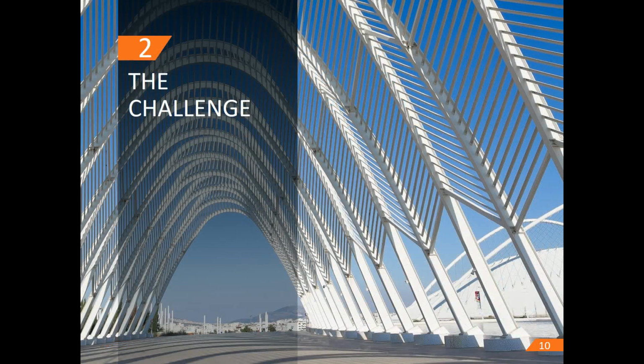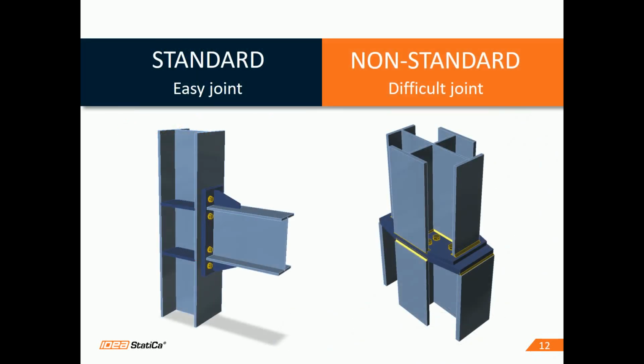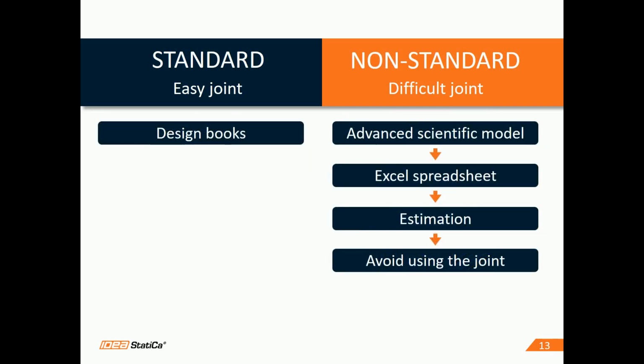Today's construction process is getting faster and faster, and everybody wants to be on the safe side. This means to comply with the code, US code, Eurocode, and others. In our steel projects, there are standard, easy joints and non-standard, difficult joints. We can easily deal with the standard ones. There are design guides and predefined examples. For non-standard ones, we need to put together an advanced scientific model in programs like ANSYS or NASTRAN, then use Excel spreadsheets to get the code checks and estimate a lot of variables on the way. Sometimes it is just easier to avoid such a joint.